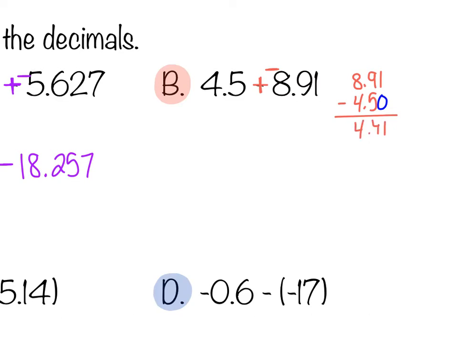And we're going to keep the sign of the larger number. Our larger number, as you can see, is the negative number that's now negative. So we have more negatives than we have positives. So our answer is going to be negative 4.41.